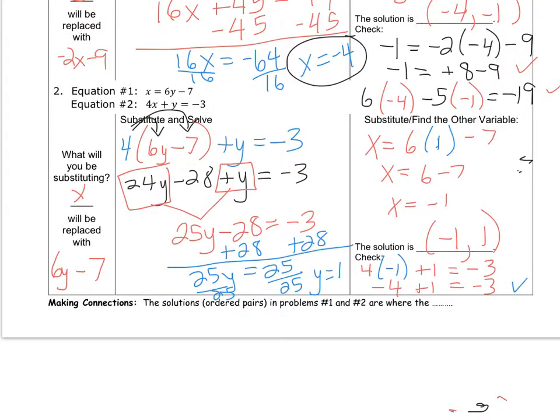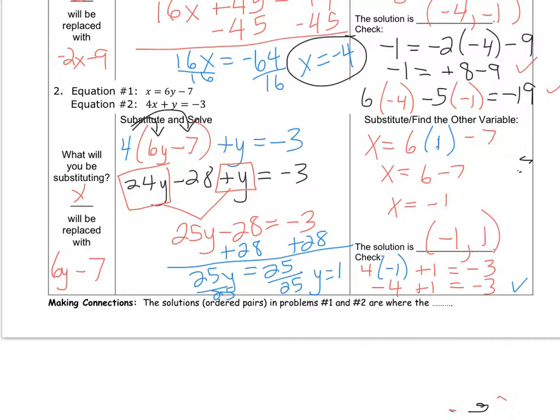As long as you handled your negatives correctly and did your process, I'm sure you came out with the solution negative 1, 1. And then, since I had substituted in and was pretty confident with that one, I went ahead and took my point negative 1, 1 and plugged it back into my second equation just to verify that it was indeed the correct solution.